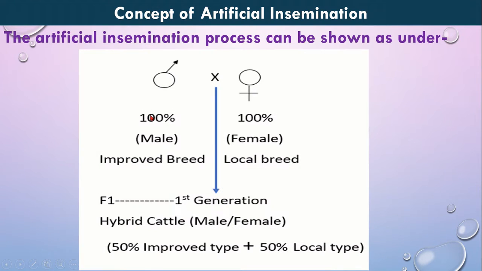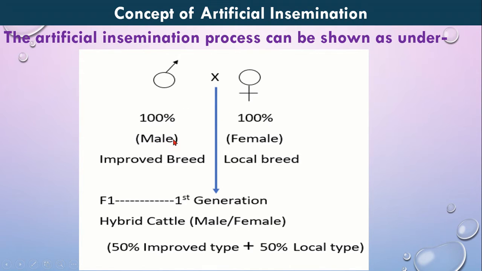If we have a look, the artificial insemination process can be shown as under. What I said before is that one improved breed and another local breed will be crossed. That means collect the semen from the improved breed and inject it into the local breed. Here you see this is the sign of a male breed. This sign is used for all types of male animals, and the other one is for all types of female animals, as used by scientists.